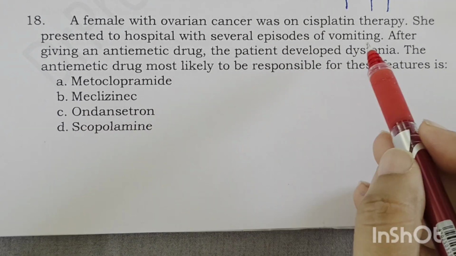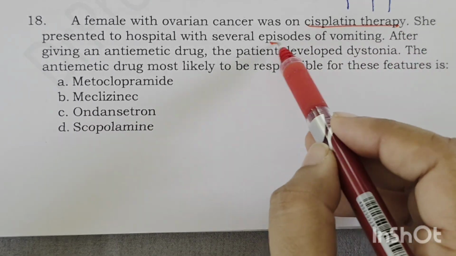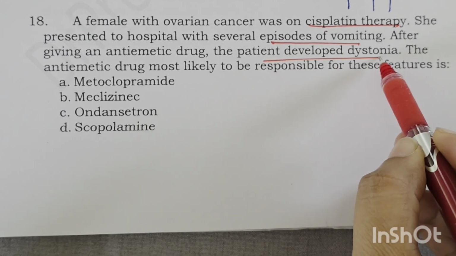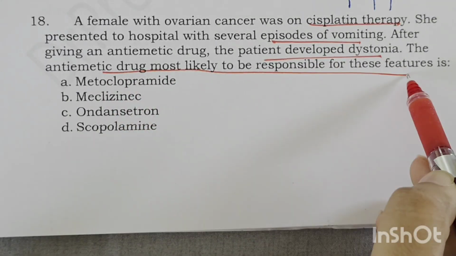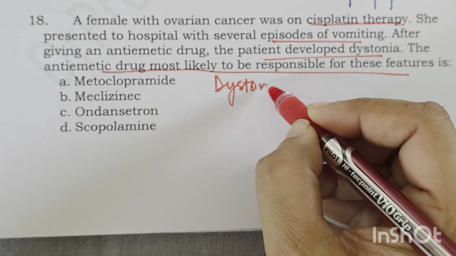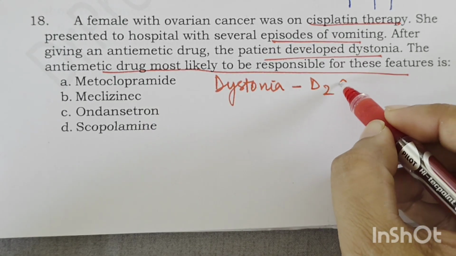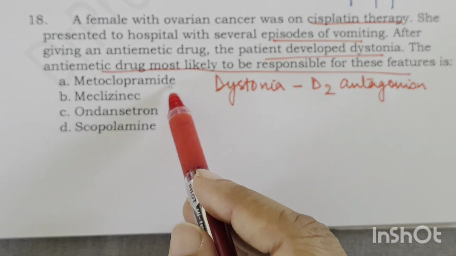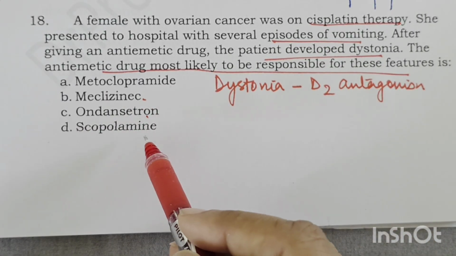A patient with ovarian cancer is on cisplatin therapy, right? She has developed several episodes of vomiting. After giving an antiemetic, the patient developed dystonia. So the antiemetic drug most likely to be responsible for these features. Now dystonia से फिर हम क्या समझते हैं? Dystonia मतलब कोई ऐसी दवाई जो कि D2 antagonism करती है, है ना? तो कौन सी दवाई है यहाँ पे? Metoclopramide, meclizine, ondansetron and scopolamine.